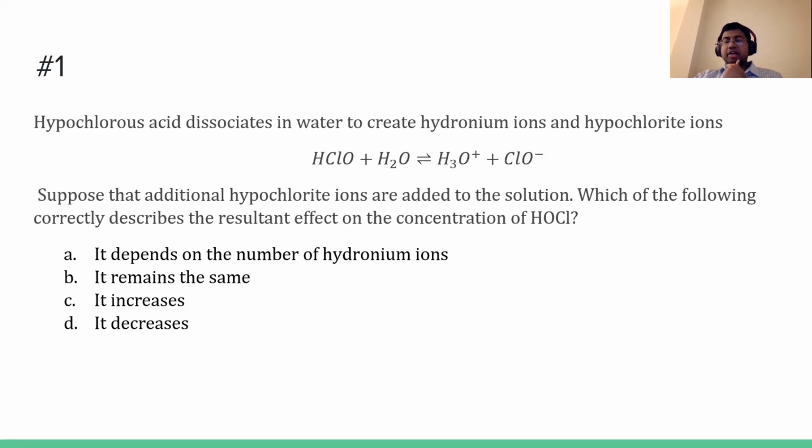Hypochlorite versus, okay. So I'm going to type it in here. Hypochlorite, chlorite, chlorate, and perchlorate. So hypochlorite is ClO. Chlorite is ClO2. Chlorate is ClO3. Perchlorate is ClO4.